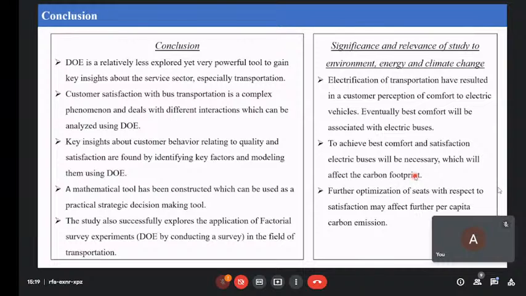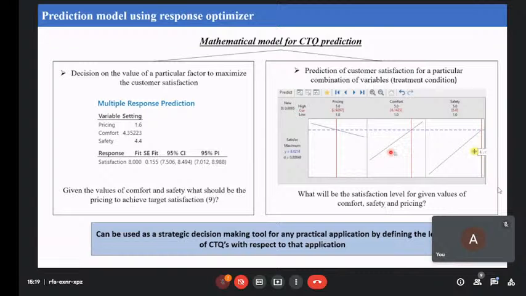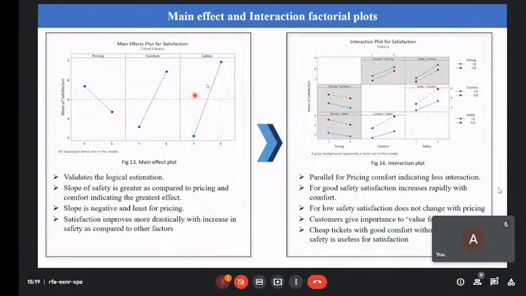But the cost of electric buses is more. That can be addressed by simulation, because as we can see here, the slope of pricing is very small. So the decrease in satisfaction with respect to pricing will be insignificant compared to the increase in satisfaction from increasing comfort and safety, because increasing comfort will give much more customer satisfaction.